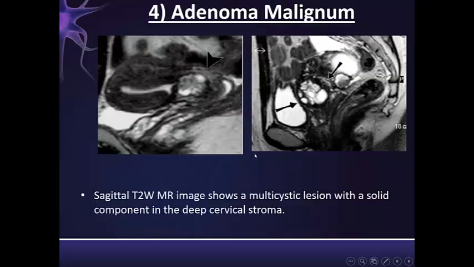We have also the adenoma malignum, and this is very important. This is very important to differentiate from the most common, which is the cystic cervicitis. If we found multicystic lesion in the cervix, if you have a solid enhancing component, then you should think of adenoma malignum. But not always you think of adenoma malignum, because the most common is the cystic cervicitis, multiple large cysts in the cervix but with no solid enhancing component.